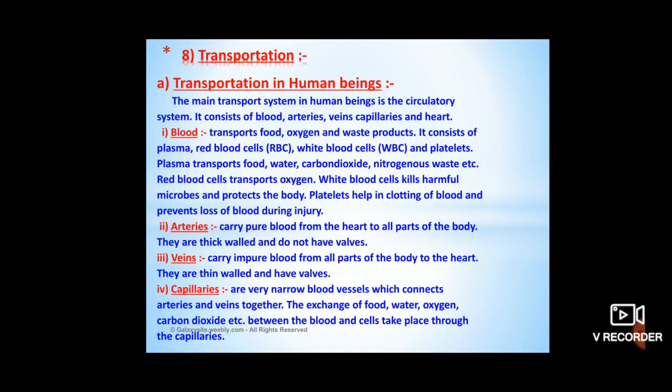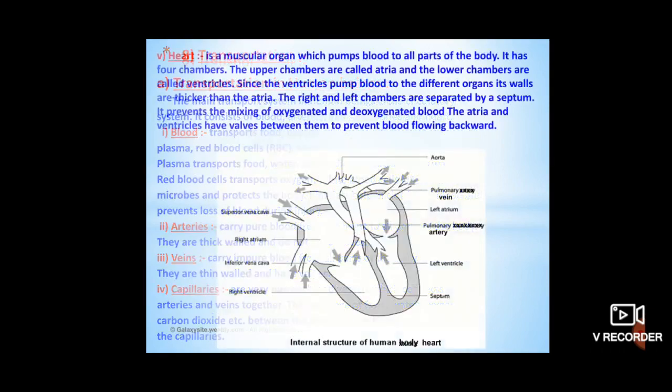So dear children, these are the major components of the circulatory system. Which are the major components? Blood, arteries, veins, capillaries and heart. The heart helps to pump the oxygenated blood to all the parts of the body, and it receives the carbon dioxide-rich blood and sends it to the lungs for purification. In the human body, circulation takes place in two types, which we call double circulation. Later we will discuss the double circulation process.